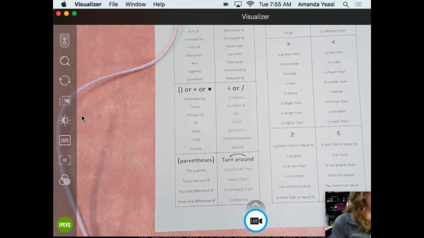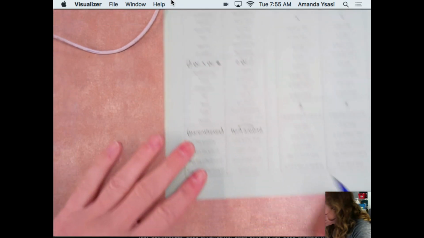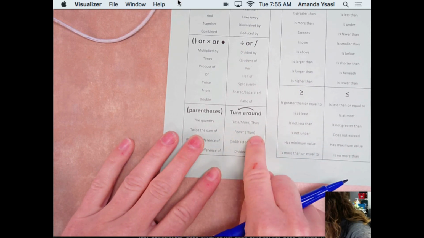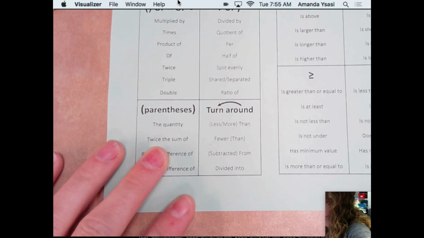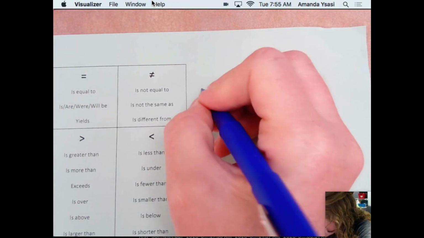So, like, I'll write something down here. And we're going to put this in our composition book. So, turnaround words would be like less or more than, fewer than, subtracted from, or divided into. So let me give you a couple of examples. If I say, so I'm going to put over here turnaround.